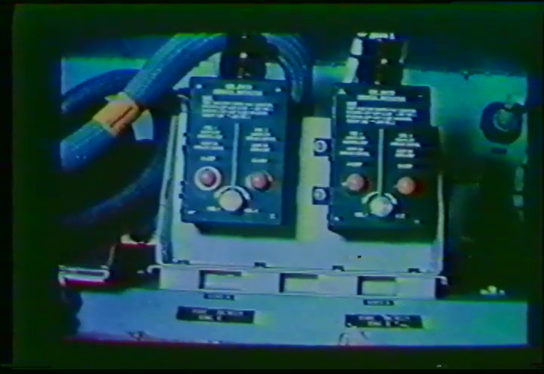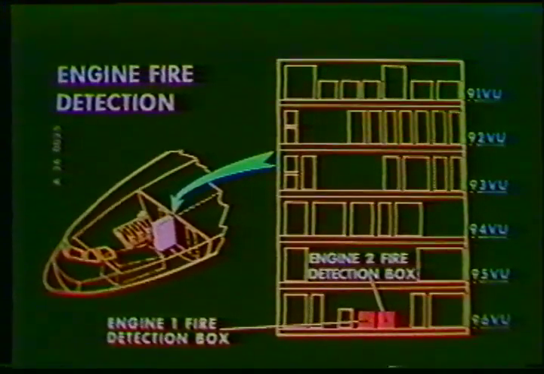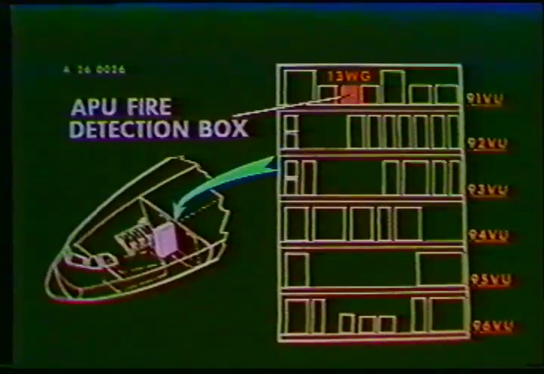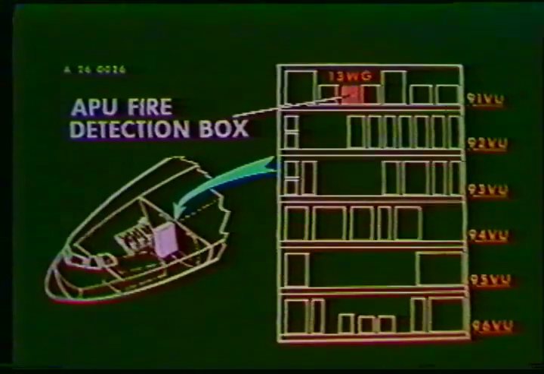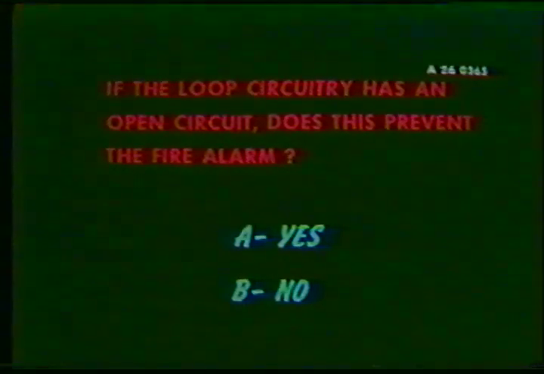The two detection boxes for the engines are found in the main equipment bay. And the APU detection box is located on the top shelf of this same rack. These three boxes are identical and interchangeable. If the loop circuitry has an open circuit, does this prevent the fire alarm?